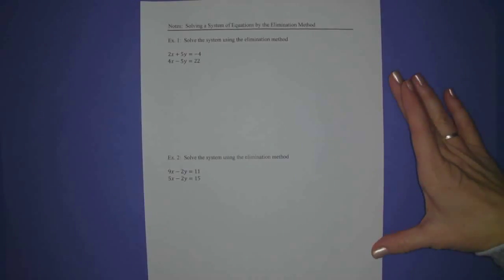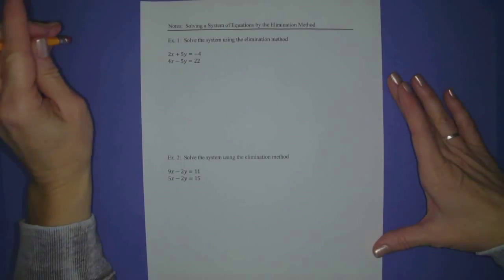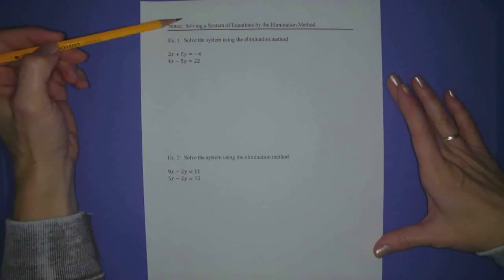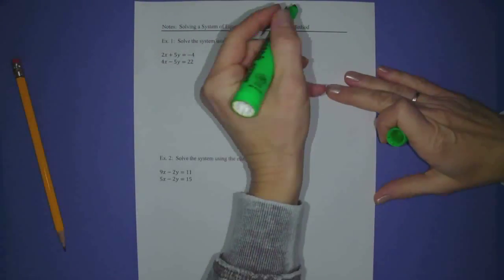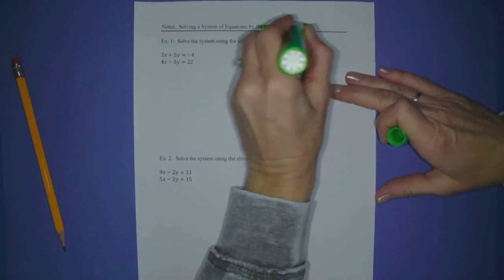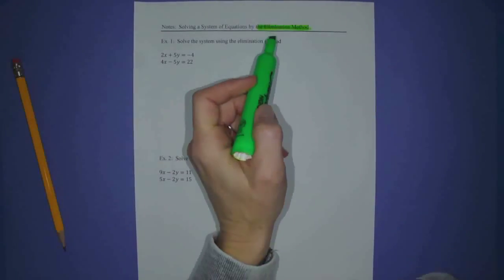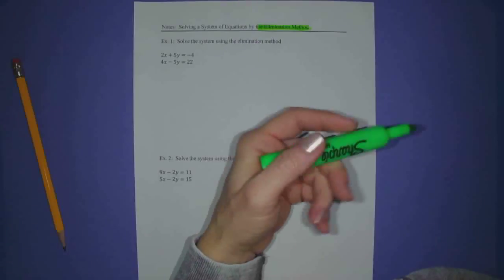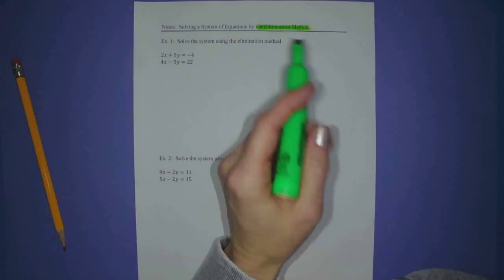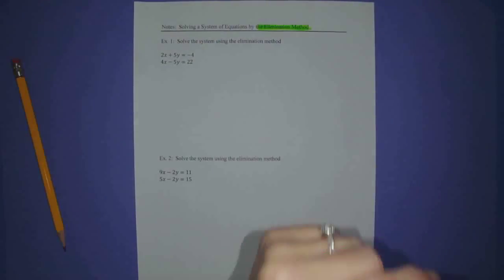Hi everybody, and welcome to our next video on solving a system of equations by the elimination method. So think about what elimination means. Elimination means to get rid of something. You eliminate it, you get rid of it. So that's what this method is going to be about. And this seems to be a student favorite.